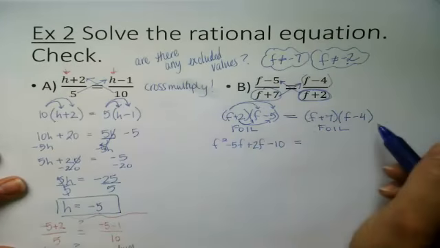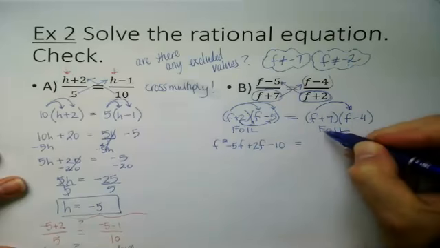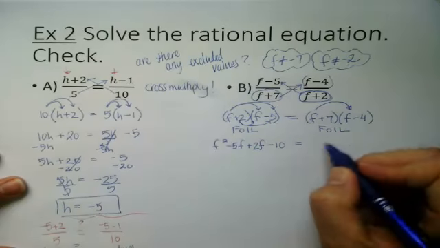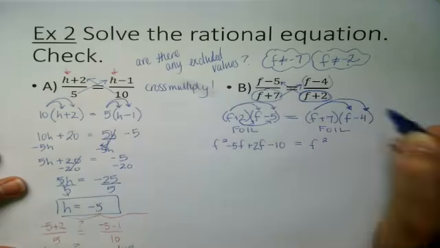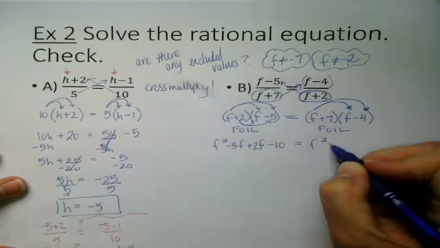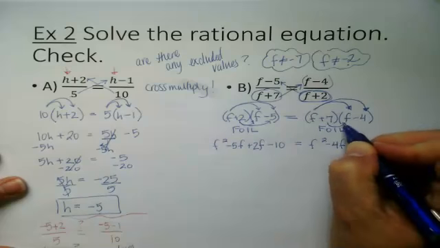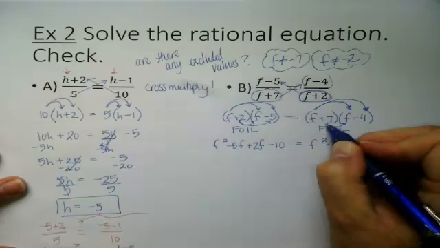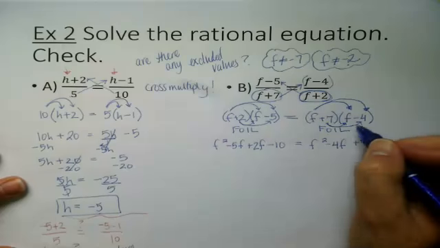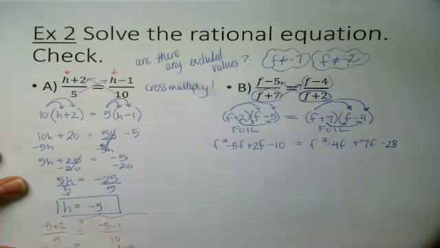We need to do the same thing on the right-hand side. First times first, that's what the F stands for. F times f is f squared. O is outside terms. The outer terms, f times negative 4. I for the inside terms, 7 times f, positive 7f. And L is last times last. 7 times negative 4 is negative 28.